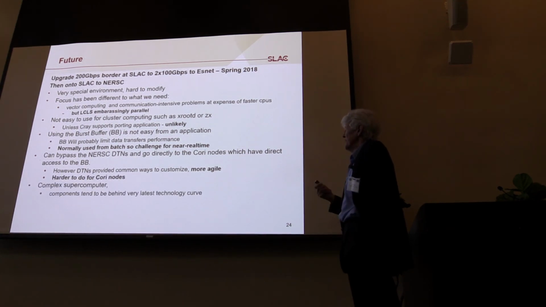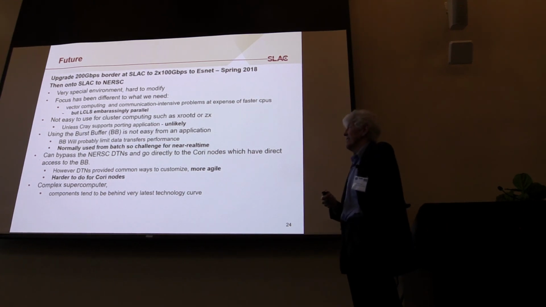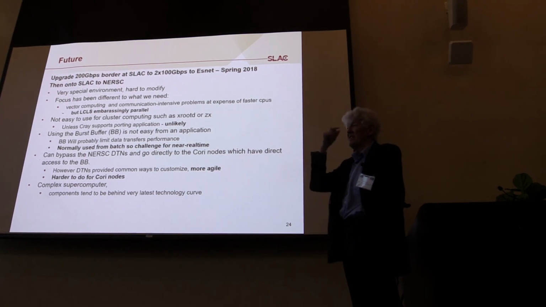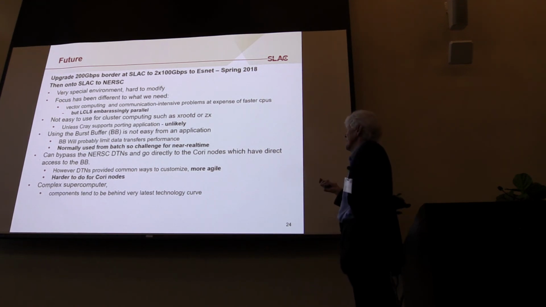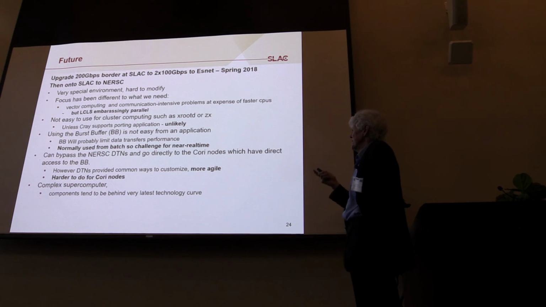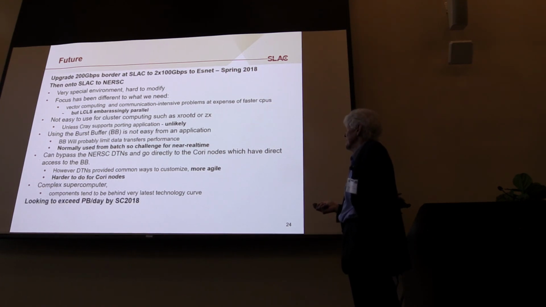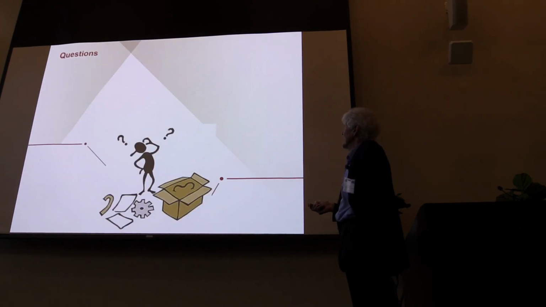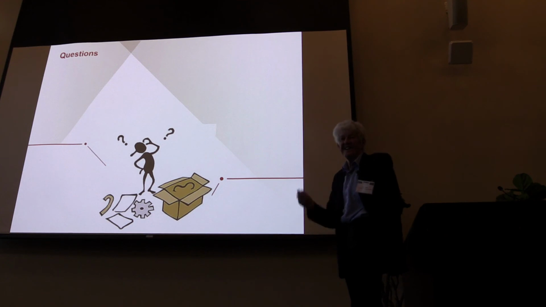And also, the supercomputer has a life cycle of, I don't know what, 5 or 6 years from conception to when it is actually useful and running. So the components tend to be a little bit behind the latest technology curve. We're looking to exceed a petabyte per day by SC 2018. Okay, and that's it. So any questions?